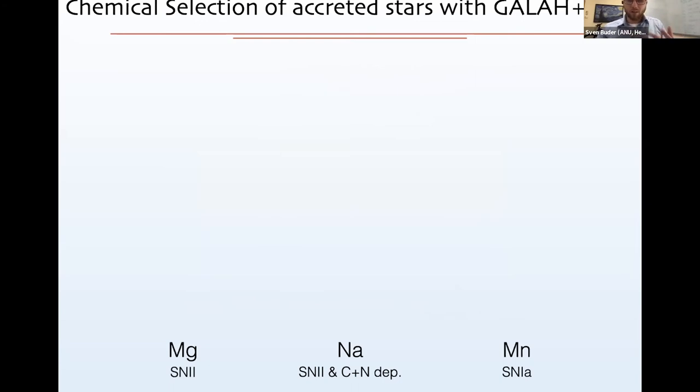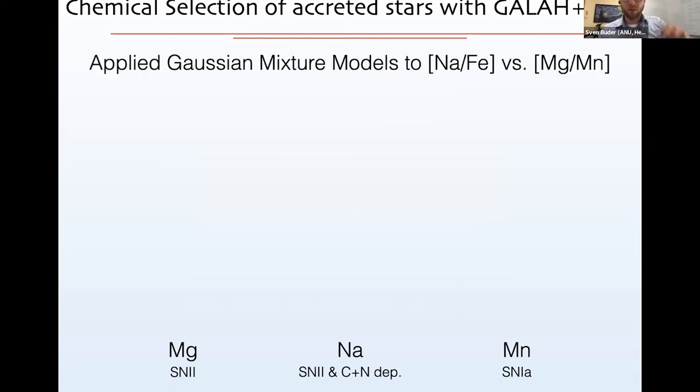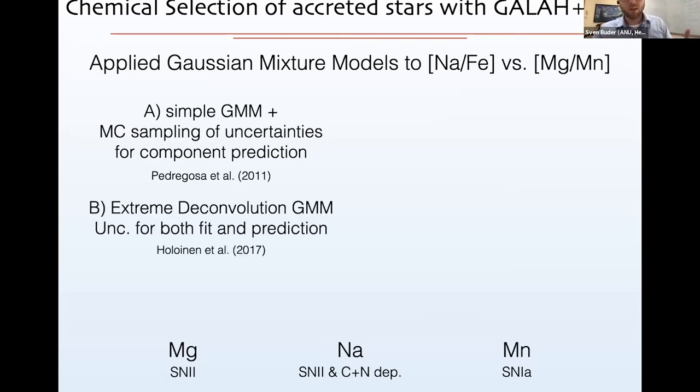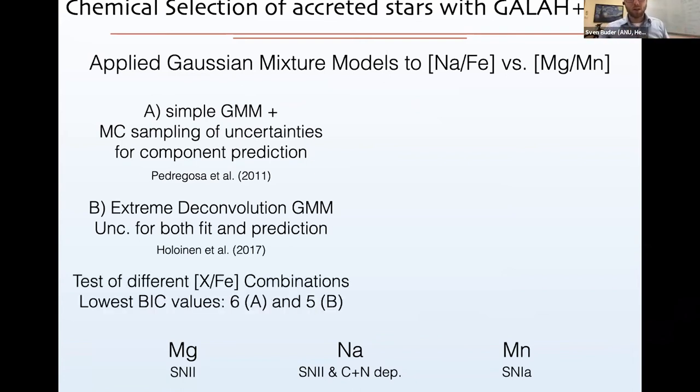And now we can, similar to the work of Das and others, apply Gaussian mixture models to a similar abundance plane. And we can apply Gaussian mixture models to basically model how many Gaussian components we need to fit the observed data, and then do a Monte Carlo sampling of uncertainties. Or we can also do an extreme deconvolution where we are able to include the uncertainties both in the fitting and in the predicting of which star actually belongs to which component. And I've done a lot of different tests, tested different combinations, and also tried to figure out how many components we need with the Bayesian information criterion.